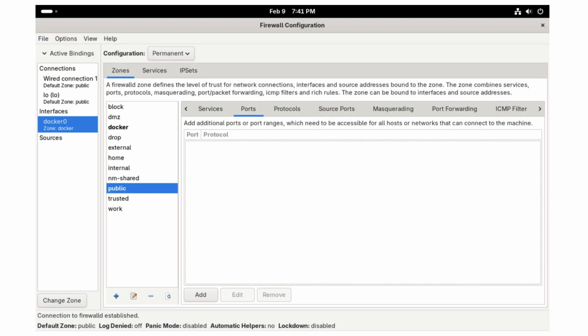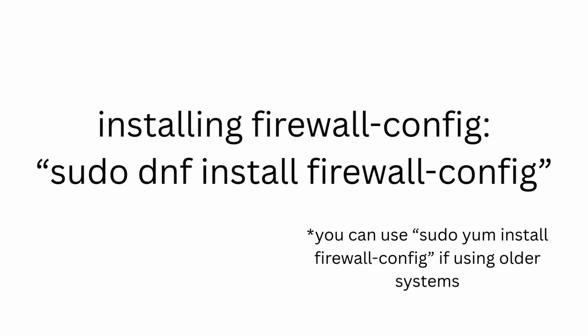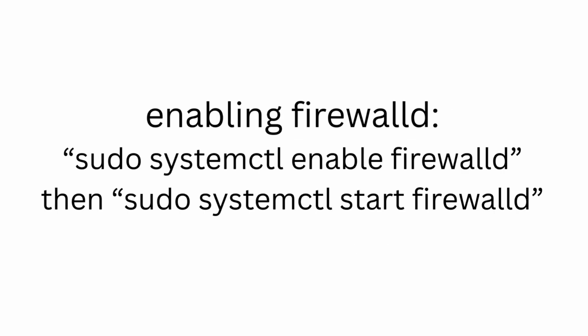Firewall-config is the GUI for Firewalld. To install it on RHEL, Fedora, or similar, type in a terminal sudo dnf install firewall-config or sudo yum install firewall-config. Then enable Firewalld using sudo systemctl enable firewalld. Then sudo systemctl start firewalld.